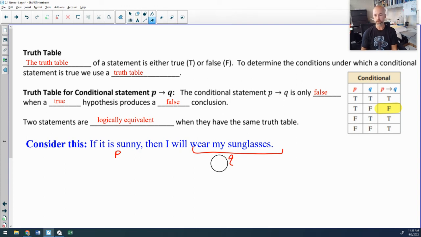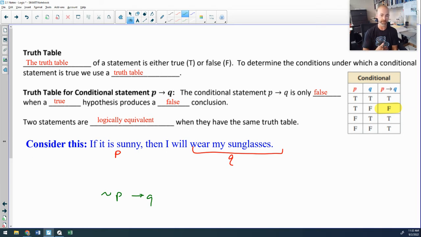The other conditions, what if it's not sunny? What if you look outside and it's not sunny, but I'm still wearing my sunglasses? Well, if it's not sunny and I'm wearing my sunglasses, does that disprove my statement that if it is sunny, I'll wear my sunglasses? And no, it doesn't. Maybe I just like my sunglasses. Maybe I would wear them all the time. So if it's sunny, I'll wear my sunglasses.